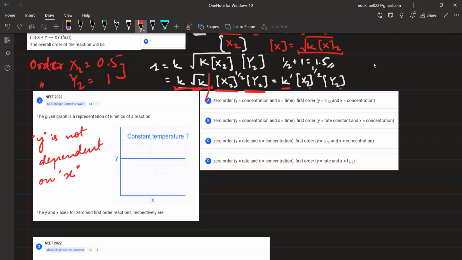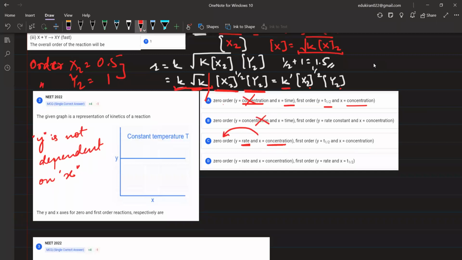Okay. Now, first option, zero order के लिए concentration not dependent on time. ऐसा तो कुछ होता नहीं है ना? Then we have t half not dependent on concentration for the first order. ये सही है, ये गलत है. So this is not the correct option. Zero order concentration time, ये तो गलत ही हो गया. C option देखिए, rate is not dependent on concentration for a zero order reaction.